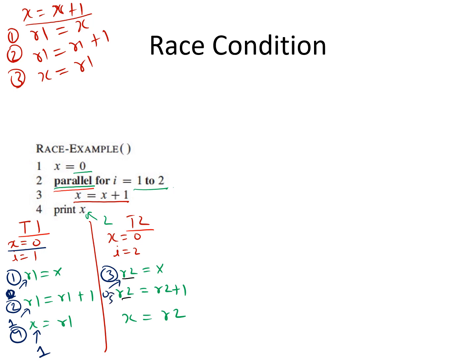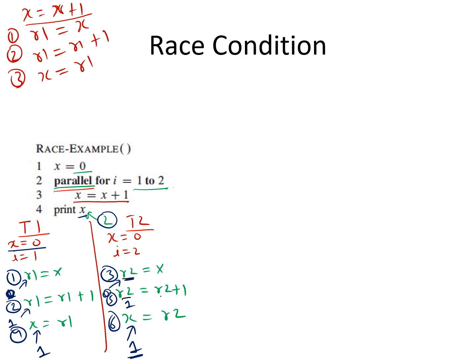Now you execute as a fifth step, r2 = r2 + 1. Because thread T2 has also read r2 as a value of 0, it will also compute 0 plus 1, 1. So this r2 becomes 1. And then finally, as step 6, when it updates x = r2, it again writes the same value 1 on x, right? So when we execute this parallel for loop on two different CPUs in parallel, we don't get a final value of x equal to 2. We in fact end up getting a value 1, which is not the correct value.